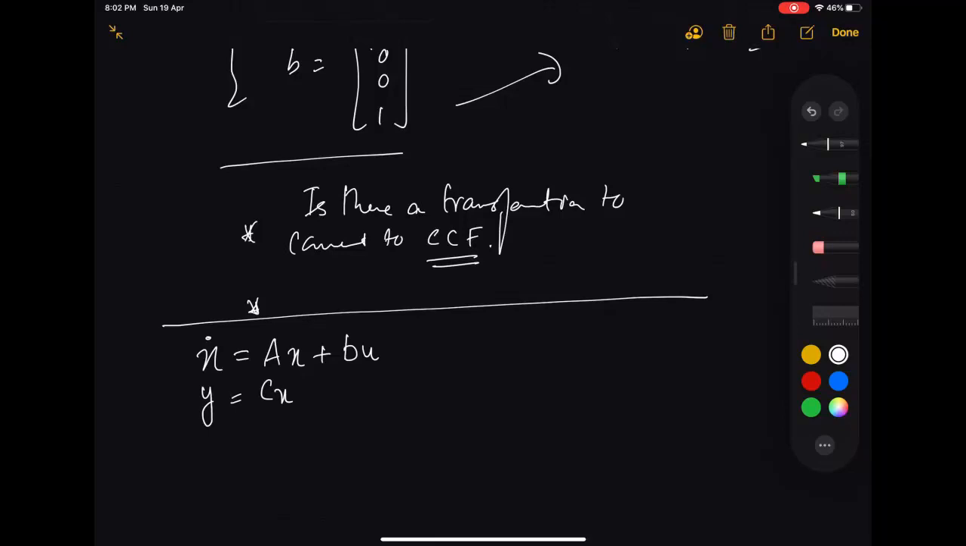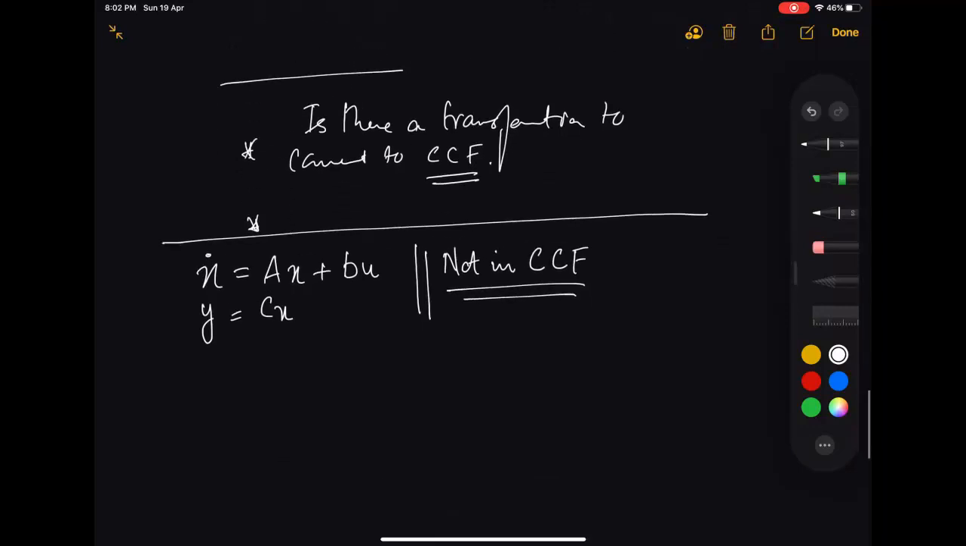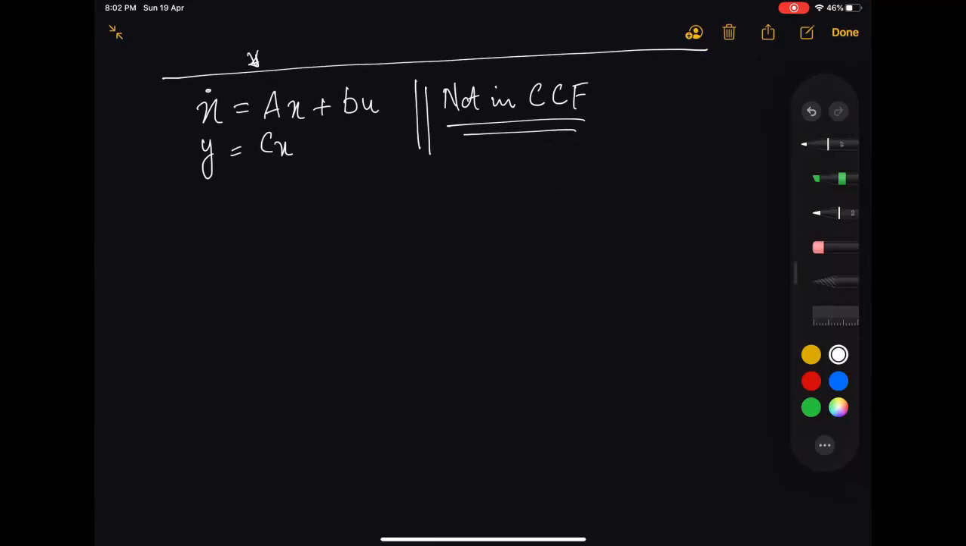There is no drift term, and this system is not in controllable canonical form, right? So let us suppose there is a transformation that can convert the system to controllable canonical form. We have already seen that we can move from one state space representation to another by doing a similarity transformation. Let us suppose in this case we have a similarity transformation possible, which is given by x bar = Px.